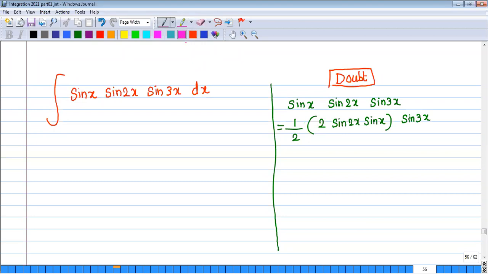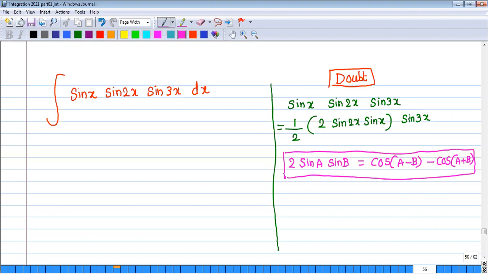So my dear students, you remember we have one formula from transformations, 2 sin A sin B. That is cos of A minus B minus cos of A plus B. If both are cos, then you get plus. Cos of A minus B minus cos of A plus B is 2 sin A sin B. So this formula we need to recall.